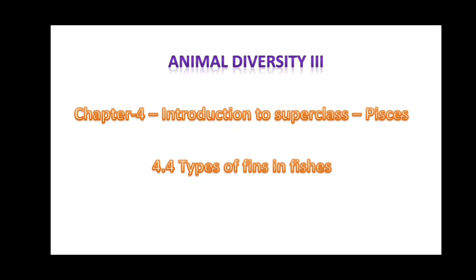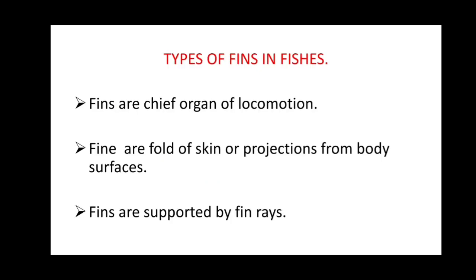Superclass Pisces is divided into three classes: class Placodermi, which is an extinct class, class Chondrichthyes, and class Osteichthyes. Class Osteichthyes is the class of bony fishes, and class Chondrichthyes, that is all cartilaginous fishes, are included in it. Now we are going to study the types of fins in fishes.